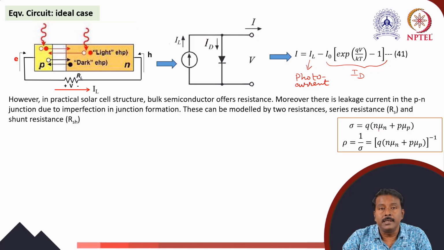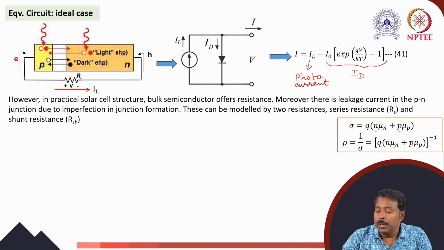If the semiconductor is extrinsic, that is, if it is n type with electron concentration more than hole concentration, in that case you can neglect the second term. Only Q n mu n will be the conductivity. Similarly, for a p-type semiconductor, you can neglect the n term compared to the hole concentration P, and only the second term will exist. But for an intrinsic semiconductor, the contribution of both terms will be almost equal. The resistivity, which is just the inverse of conductivity, will be Q into n mu n plus P mu P, inverse.